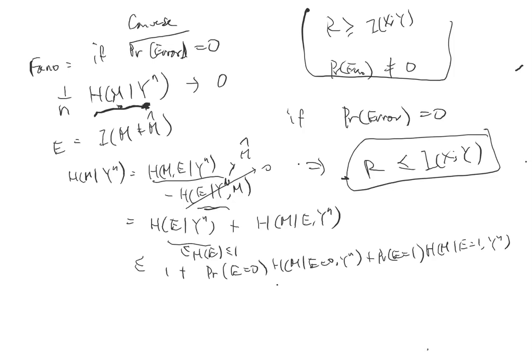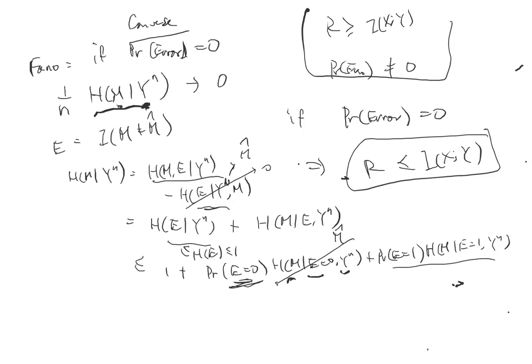Now, when I don't have error, so if E is equal to 0, meaning I don't have error, this will be equal to 0, right? Because with Y^n, I know M hat here. If no errors, then M hat is equal to M. So therefore, this one is gone. So I only have this term left.